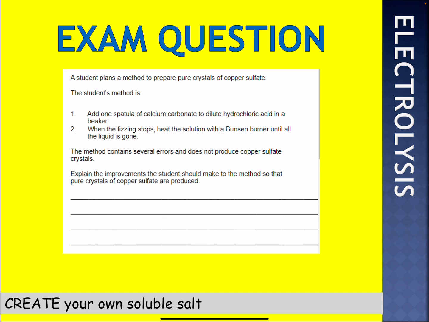A student plans a method to prepare pure crystals of copper sulfate. The student's method is add 1 spatula of calcium carbonate to dilute hydrochloric acid in a beaker. When the fizzing stops, heat the solution with a Bunsen burner until all the liquid is gone. The method contains several errors and does not produce copper sulfate crystals. Explain the improvements a student should make to the method so that pure crystals of copper sulfate are produced. Pause the video here.